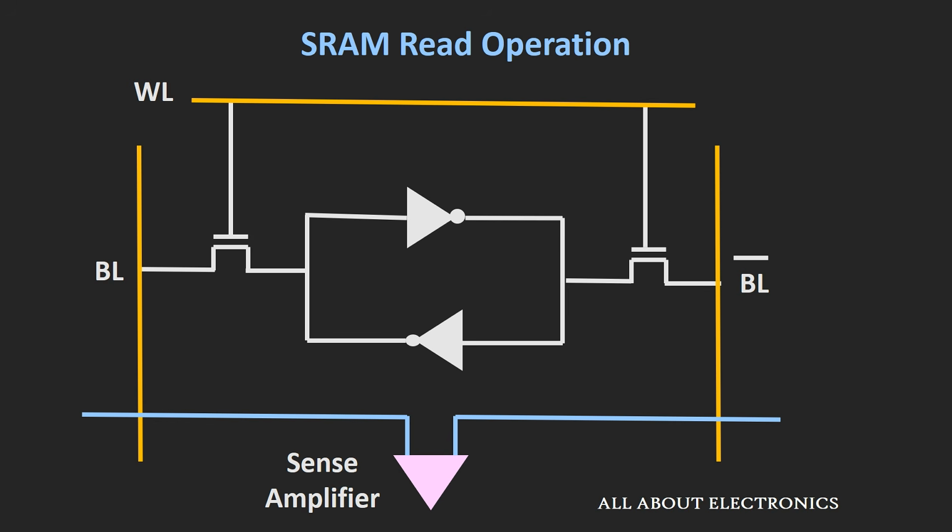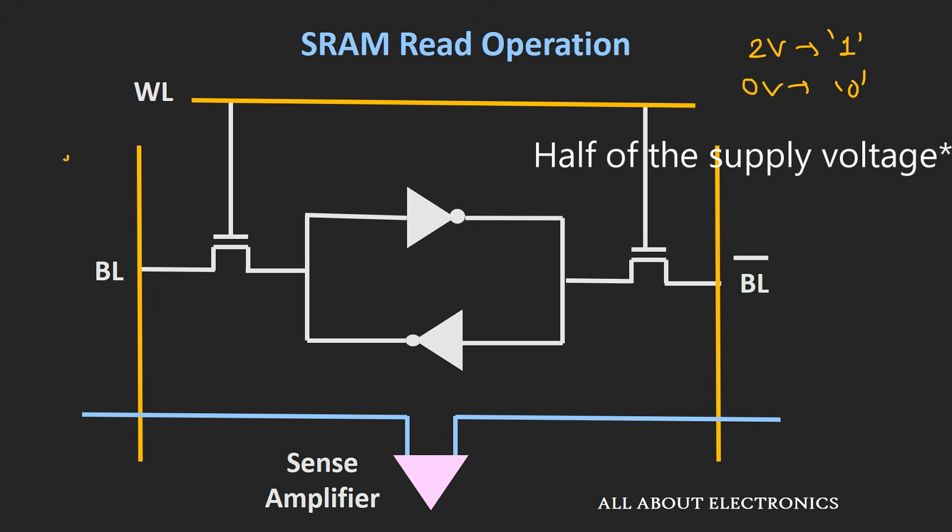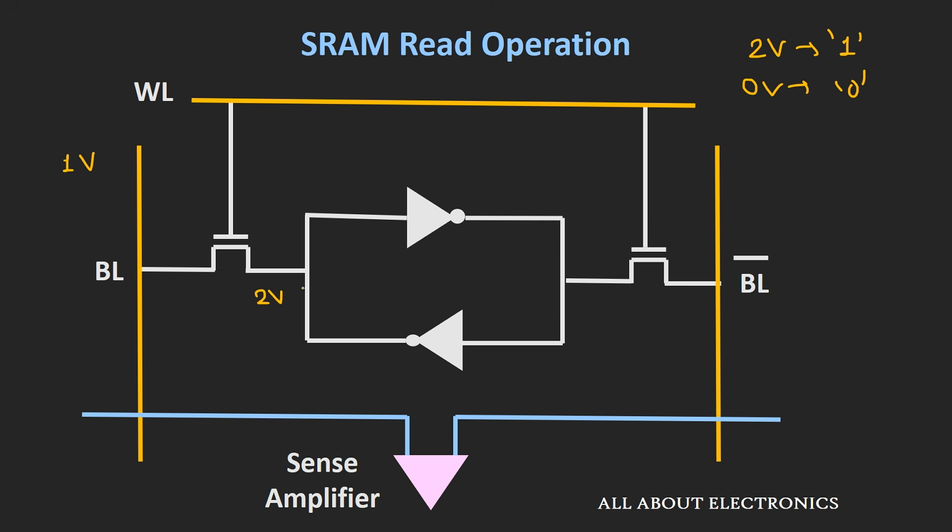So here in case of the SRAM also, these bit lines are pre-charged with some finite value. So let us say if this SRAM has 2 volt as logical 1 and 0 volt as logical 0, then generally these bit lines are pre-charged with a voltage of 1 volt. Now let us also assume that the voltage that is being read through this SRAM is logical 1. So at this point we will have 2 volt, and at this point we will have 0 volt. So as soon as this pass transistor is turned on, the voltage at the bit line will be equal to 2 volt.